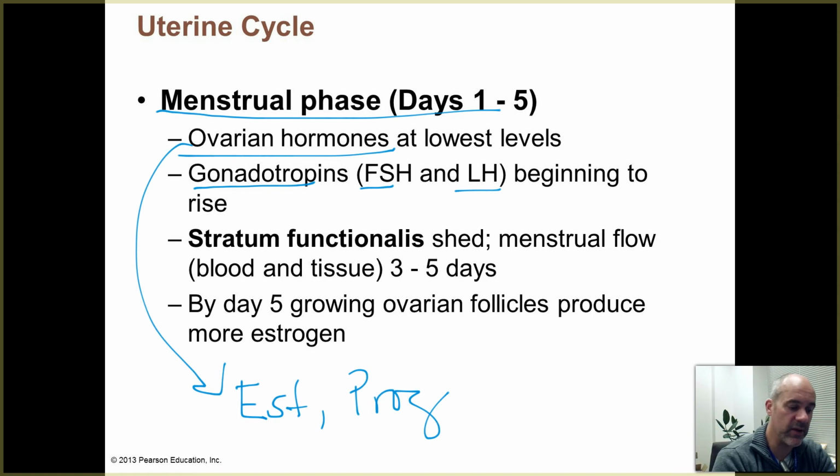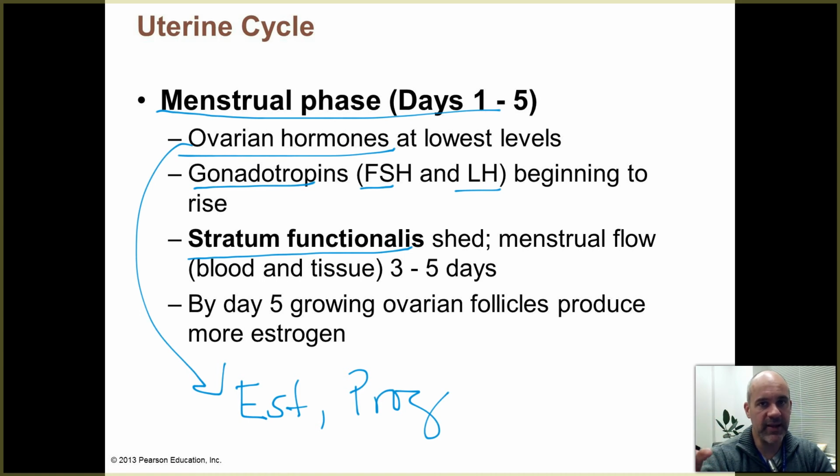Down here in the uterus, the stratum functionalis, that is, all right, so the endometrium is divided up into two sublayers. One of those is called the stratum functionalis. The other one is called the stratum basalis.